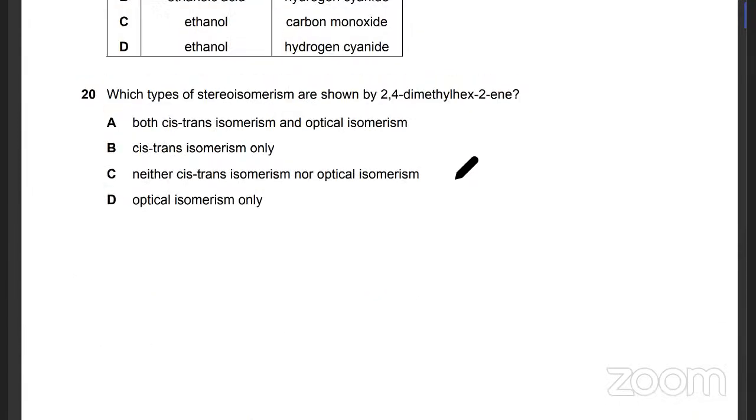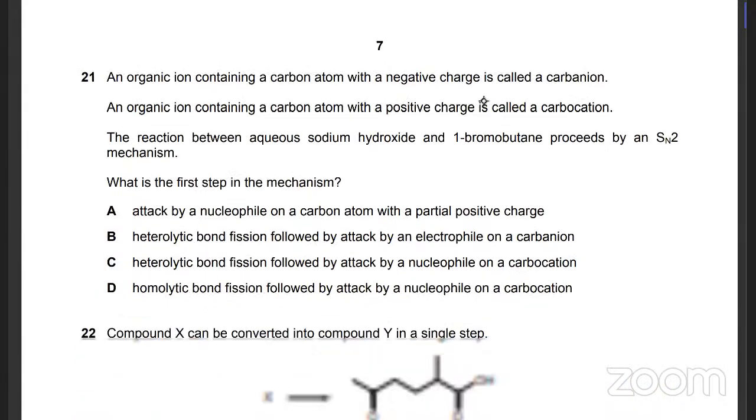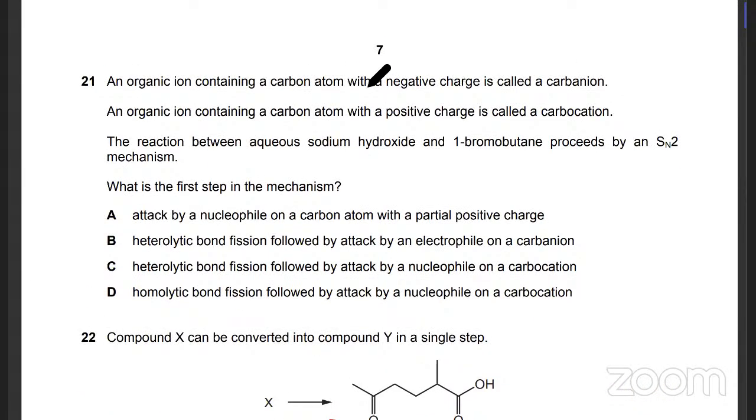The next one is, we've got which type of isomerism is shown by 2,4-dimethylhexene. Hex, first thing, 1, 2, 3, 4, 5. Yeah, we left a question. And this one: an organic ion containing a carbon atom with a negative charge is called a carbanion, I think, right? Carbon atom with a negative charge. An organic ion containing a carbon atom with a positive charge is a carbocation.